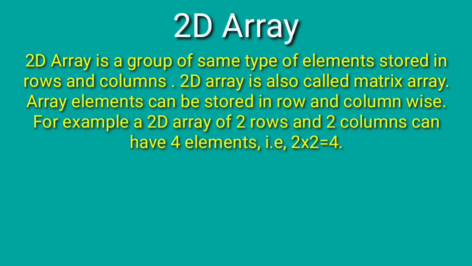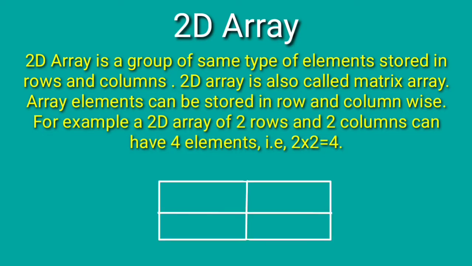For example, a 2D array of 2 rows and 2 columns can have 4 elements, that is 2 into 2, that is 4. So a 2 by 2 array can store 4 elements. If the array size is 2 by 3, meaning 2 rows and 3 columns, then it can store 6 elements. The main point you have to keep in mind is that with 2D arrays there are 2 index values. So for processing or initializing the elements of a 2D array, you have to give 2 index values, one for row and one for column.